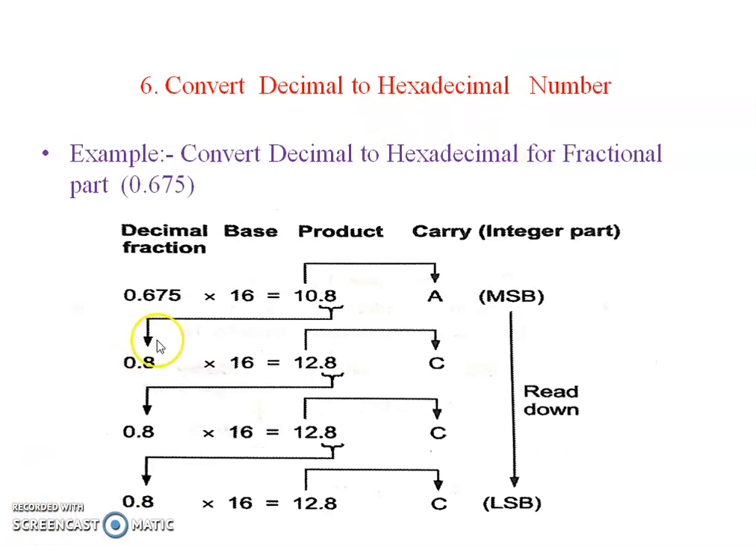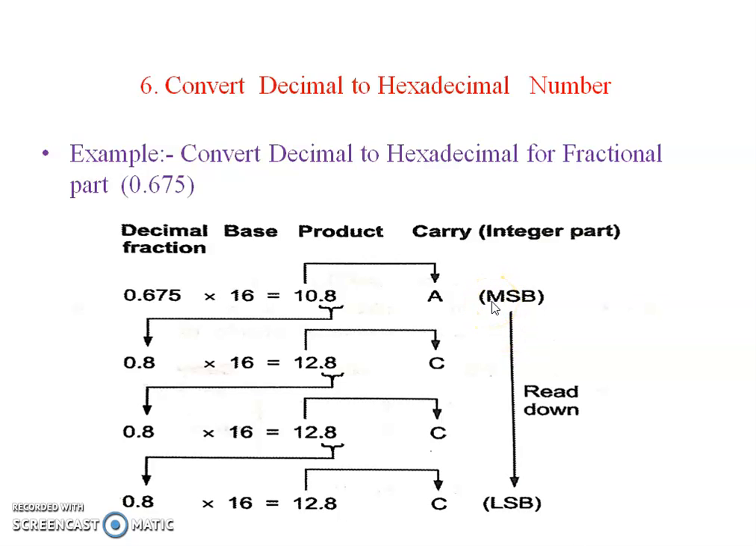Now we discuss converting decimal to hexadecimal for the fractional part. Our fractional number is 0.678. Our first step is to write the fractional decimal number. Then multiply the fractional decimal part by 16 and write the carry in the integer part, and the first carry is your MSB.